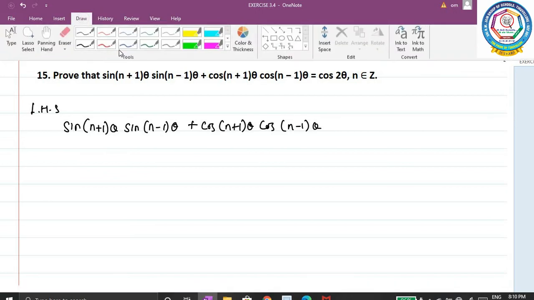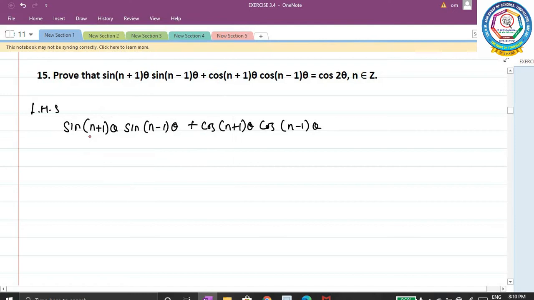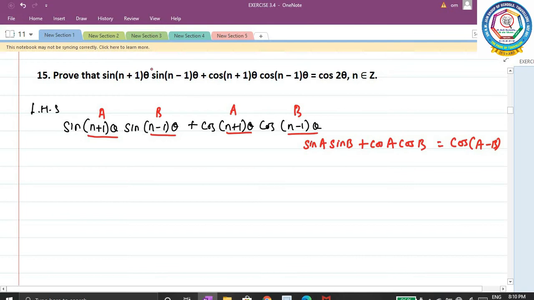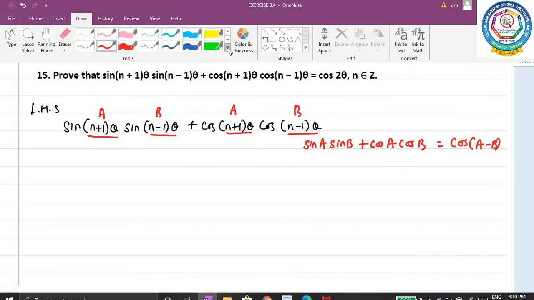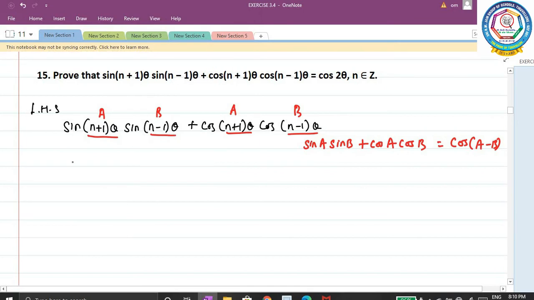Now instead of angle A place is (n plus 1) theta, then angle B place is (n minus 1) theta. Here is also A, this is also B. So now sin A sin B plus cos A cos B. We know the formula sin A sin B plus cos A cos B equals cos of (A minus B). So here A place is (n plus 1) theta and B place is (n minus 1) theta.